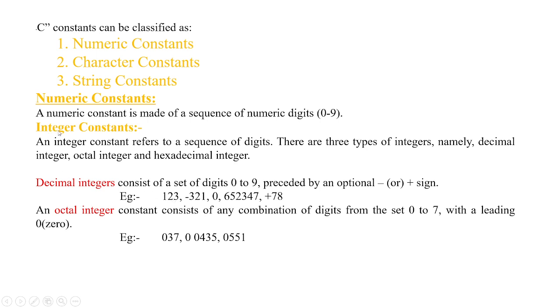If I want to represent the integer in octal representation, then I have to use only the digits between 0 to 7. In C, if you are representing any integer in octal notation, then the number should lead with 0. So 037 is a number represented in octal representation. 05551 is octal representation because it is leading with 0. And 00435 is also an octal representation of an integer number.